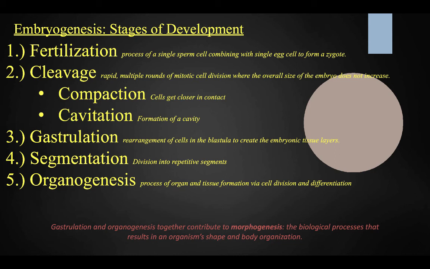which is cavitation. Then we're going to move on to gastrulation, which is the arrangement of cells that will create a blastula that essentially will help to create and differentiate the embryonic tissue layers, known as ectoderm, endoderm, and mesoderm.